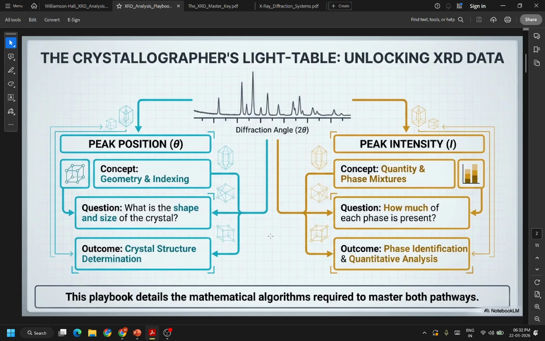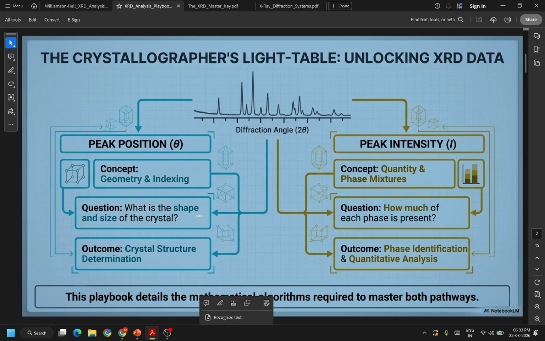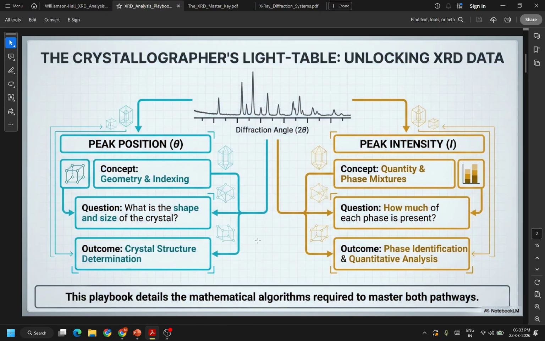So an XRD typically gives you two things. One is the peak position and one is the peak intensity. Peak position is used for geometry and indexing, so it is used for determining your crystal structure, and peak intensity is used for determining your phase mix. It is used for phase mixture and quantity, so it is used for phase identification and quantitative analysis.